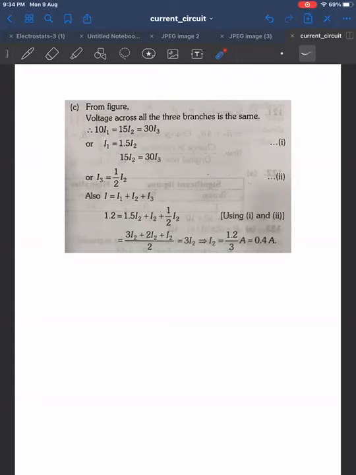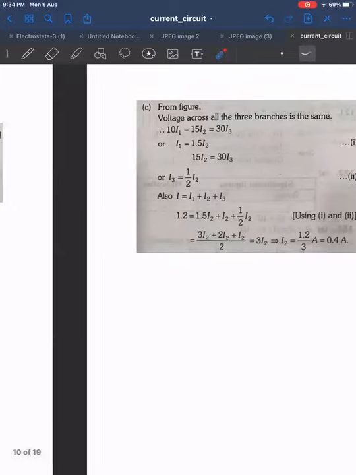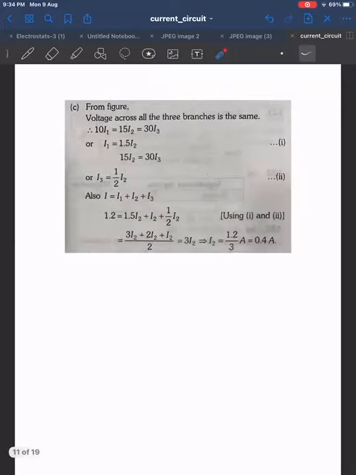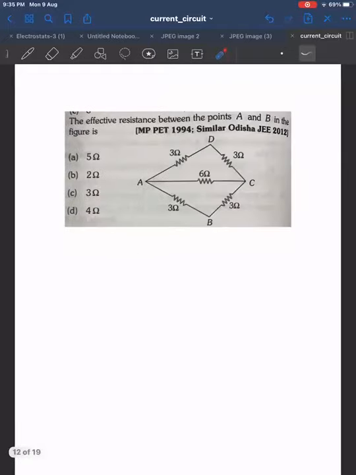Done, sir. Now this question, they can change it to find out I1 also. They can change it to find out I3 also. It is up to them. But in this case, they have asked I2. But in the exam, if they change to find I1 or I3, you should be able to get either way. In other words, you should be able to get all I1, I2, and I3. Okay, can we go to the next one? Start with this.